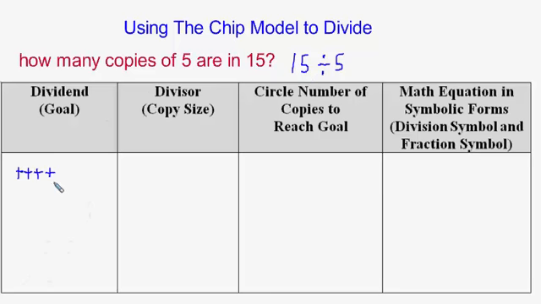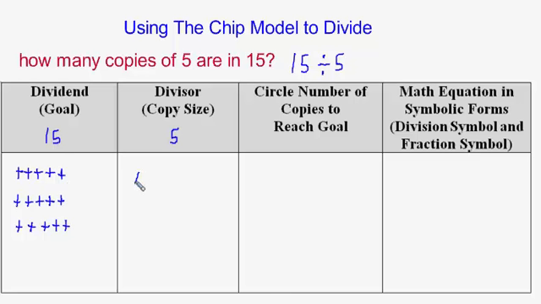And to give you a hint how to draw this, because my divisor is 5, when you go to write your 15 positive chips, you may want to group them in groups of 5. 1, 2, 3, 4, 5. Here's 5 more. That makes 10, 11, 12, 13, 14, 15. So if you count them, I have 15 positive chips.